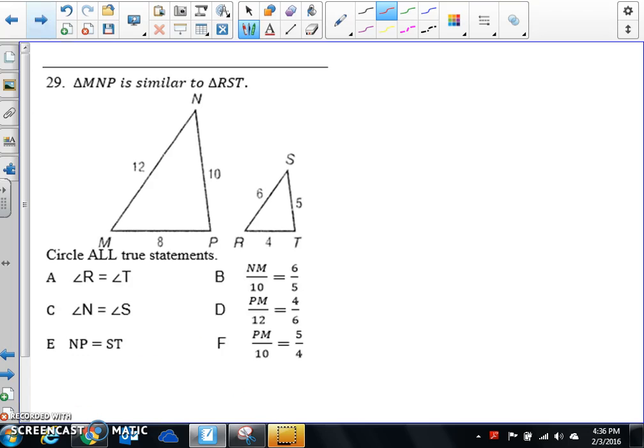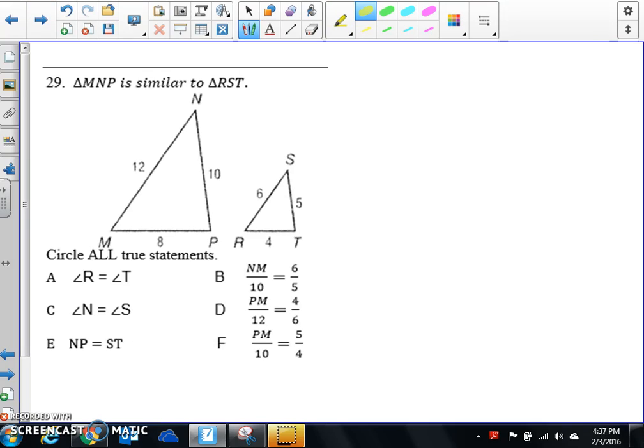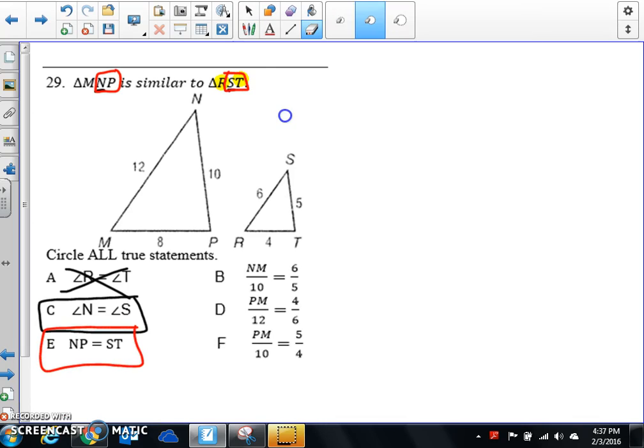All right, so here's the similar figures. Circle all true statements. I'm going to do the cheat way because I think personally it's the easiest. So rectangle R is congruent to T. I don't know. That doesn't make any sense. N is congruent to S. Those line up, so yes. NP is congruent to ST. Yes, that looks good.